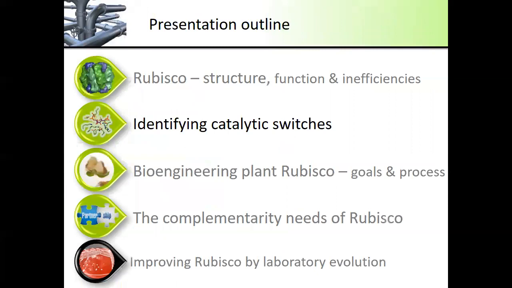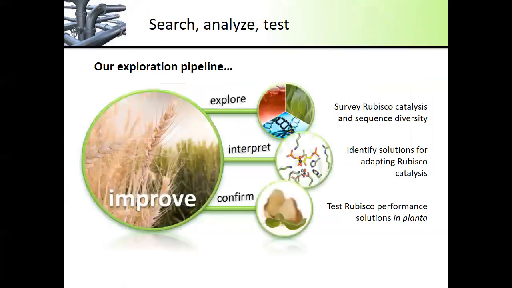So how do you go about identifying catalytic switches then? If we look at the crystal structure and can't really get much out of that, then you need to survey. You need to survey both sequence and also catalytic function. You can't just determine these by looking at sequences, or you can't do it very effectively.